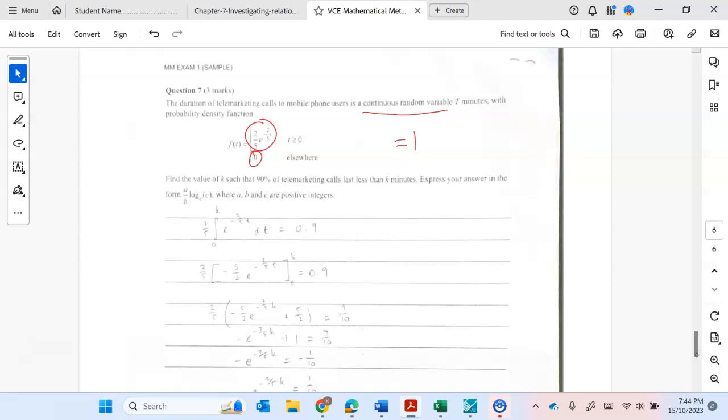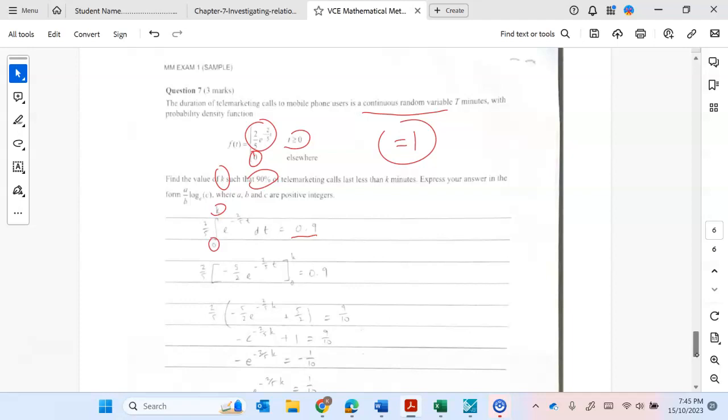We have to find the value of k such that 90% of telemarketing calls last less than k minutes. So your lower limit is 0, and then we've got this upper limit. We don't know what it is, so that's what we're basically solving. I just realized we don't need to use the fact that it's equal to 1 because it just wants 90%. So we don't want the 100% of it. We only want 90%. So that's why it's equal to 0.9. Then it's just a definite integral.